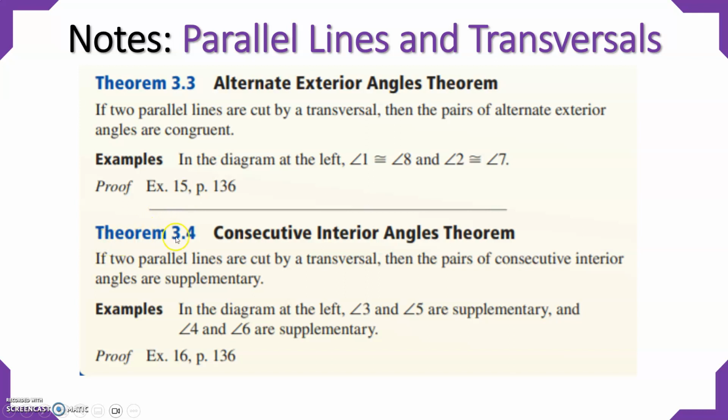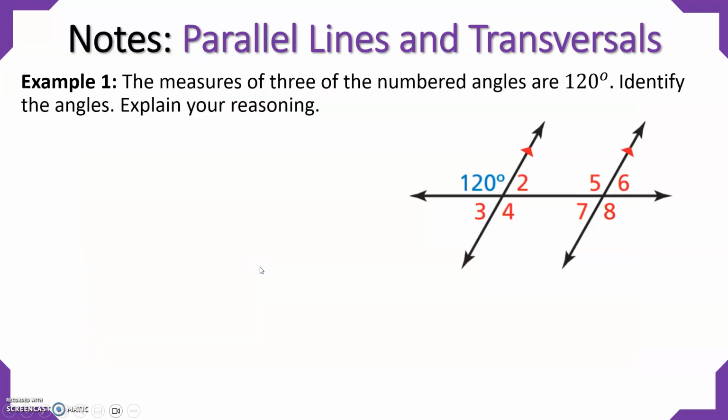And lastly, theorem 3.4, the consecutive interior angles theorem. If two parallel lines are cut by a transversal, then the pairs of consecutive interior angles are supplementary. Now note, these are theorems, so they must be proven. But let's take a look at example 1.